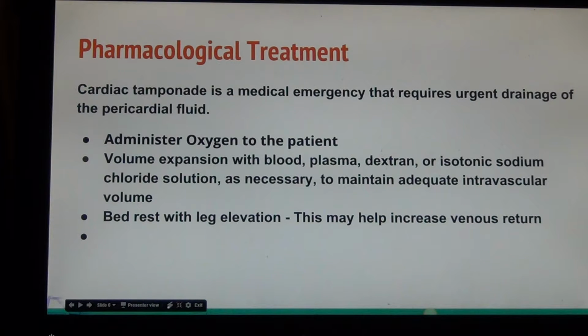Pharmacological treatment for obstructive shock, or cardiac tamponade, is a medical emergency that requires urgent drainage of the pericardial fluid, administration of oxygen to the patient, volume expansion with blood plasma, dextran, and/or isotonic sodium chloride solution as necessary to maintain adequate intravascular volume, and bed rest with the legs elevated. This helps to increase the venous return.